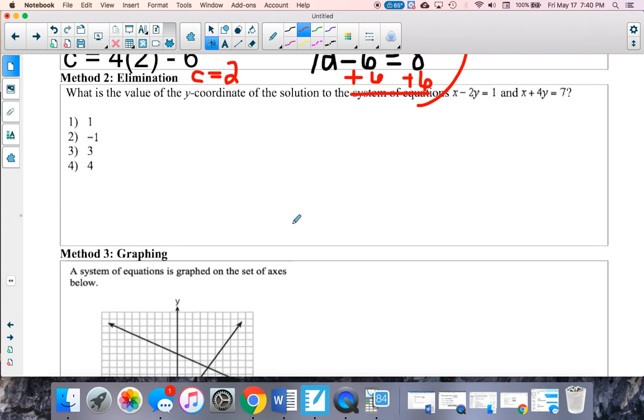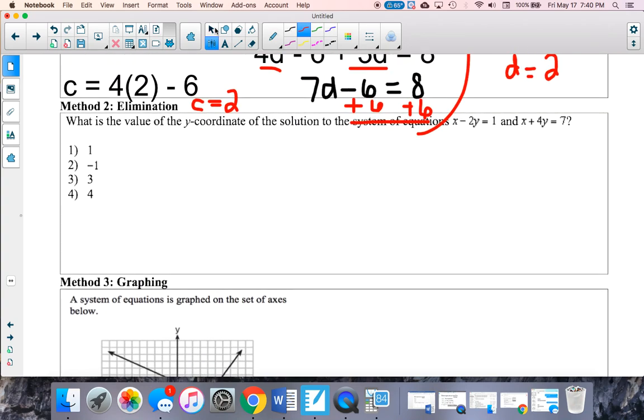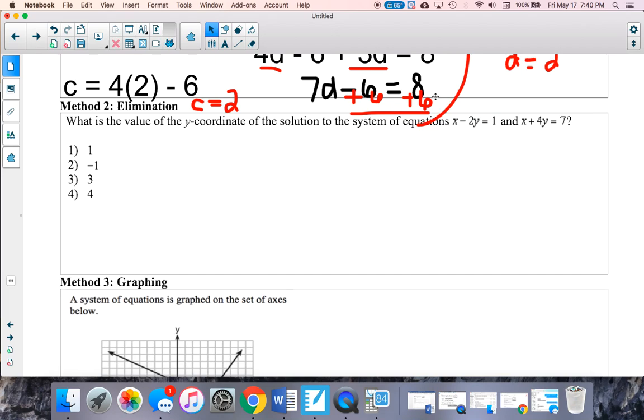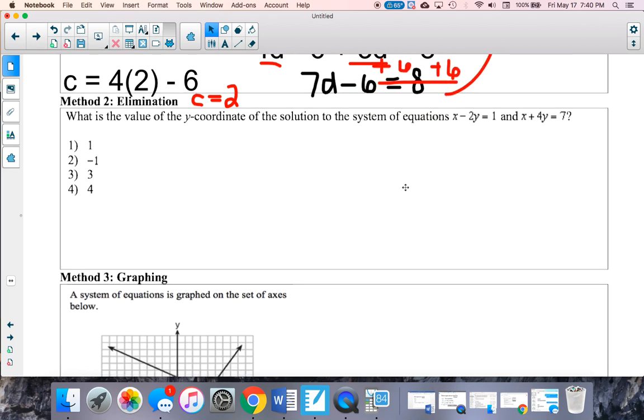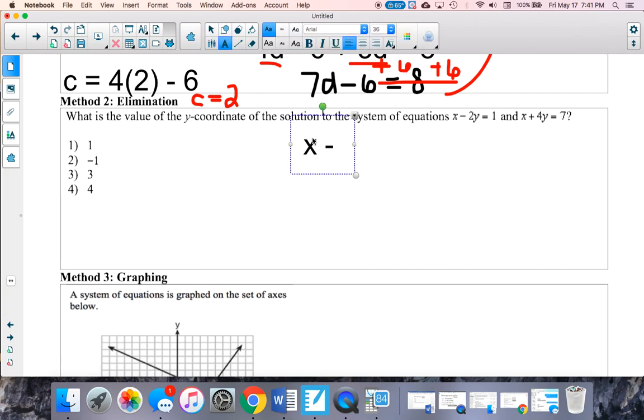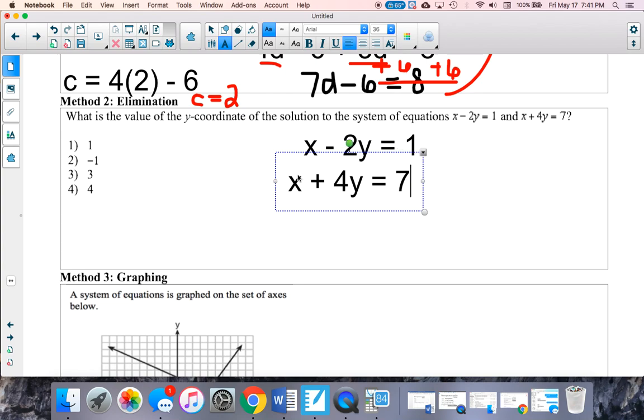Alright, the second way. This is kind of messy. There you go. Alright, moving this all up. The second way to solve systems of equations is by elimination. Elimination happens when neither of the equations have been solved for, and what you want to do is line up the 2 equations. So I got x minus 2y equals 1. And your other equation is x plus 4y equals 7.